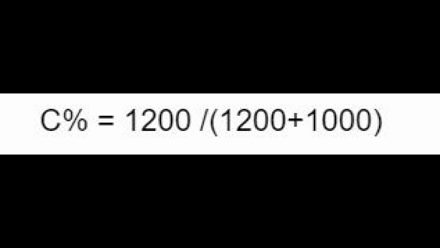Here is a formula for Corsi percentage. For this formula, we will refer to Corsi points as CF, Corsi for, and negative Corsi points as CA, Corsi against. Corsi percentage equals Corsi for divided by, in brackets, Corsi for plus Corsi against. Corsi percentage equals 1200 divided by, in brackets, 1200 plus 1000. Corsi percentage equals 1200 divided by 2200.